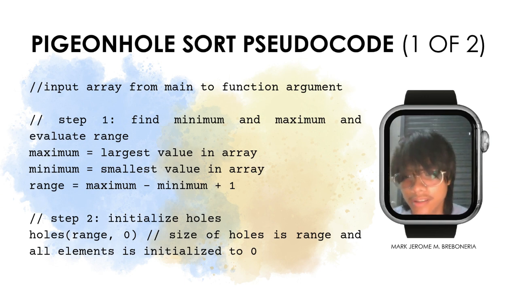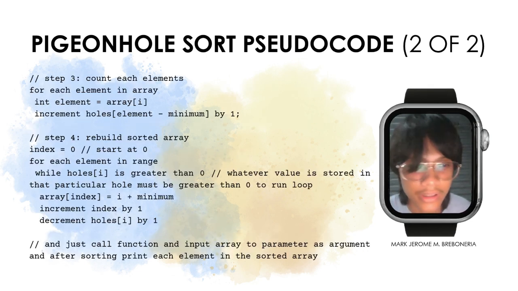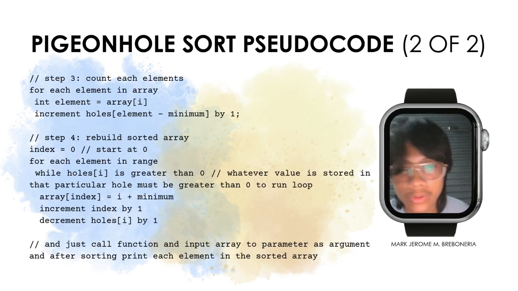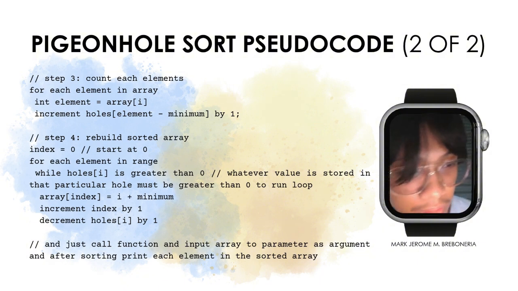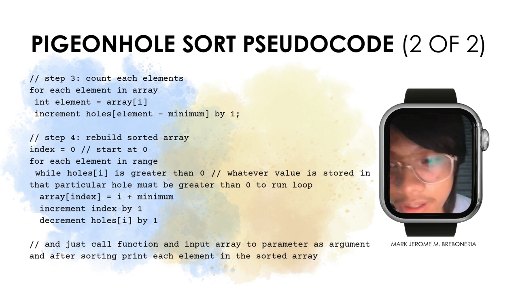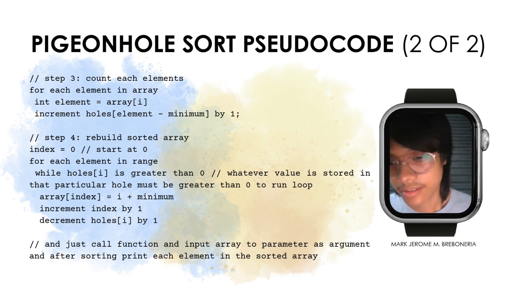Hello again, everyone, and this is part 2 of our explanation of our pigeonhole sort pseudocode. So now we'll be starting with step 3. In step 3 we'll be counting each element in the array. So we'll be counting how many instances there are.